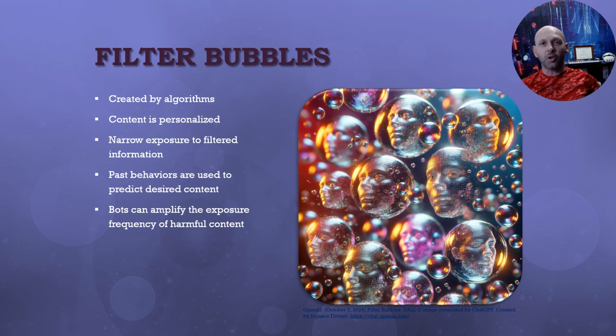Filter bubbles are created by algorithms that are designed to show people personalized content that they are likely to be interested in. This can lead to people being exposed to a narrow range of information that is filtered based on their past behavior, such as their search history or the websites they visit. For example, people searching for information about the COVID-19 pandemic or climate change who already hold doubts might only see news articles that support their beliefs that the pandemic is a hoax or that climate change is not real. This could reinforce their doubts while simultaneously limiting their exposure to factual health information.